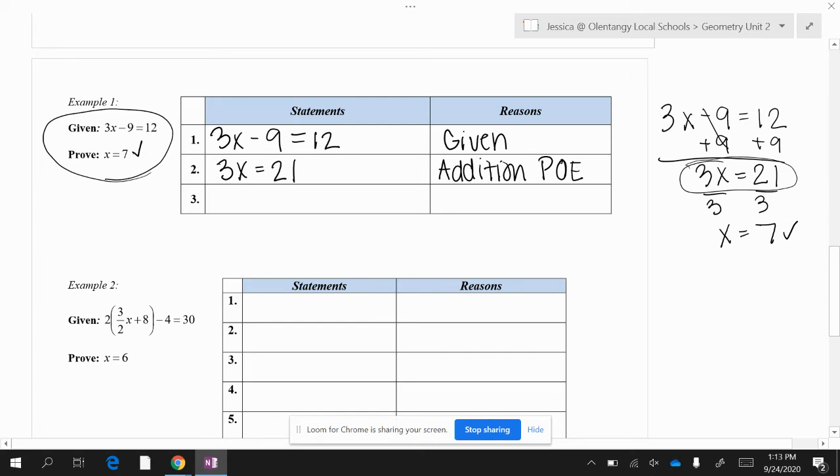And then now, my last step, x equals 7. How did I get there? Well, looking over here at my work, I took 3x equals 21 and I divided by 3. So this is going to be the division POE. So you're just taking an equation, solving it, but you're really not showing any work. So if you need to work it out over to the side, then I would do that first.